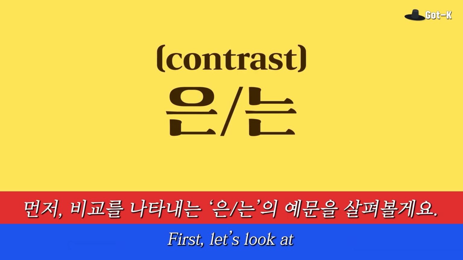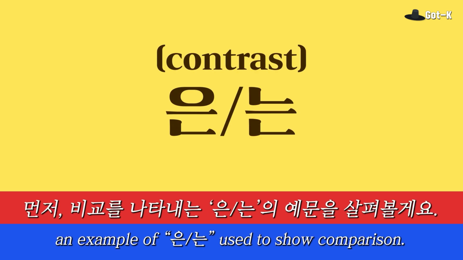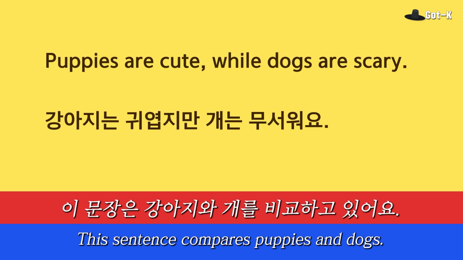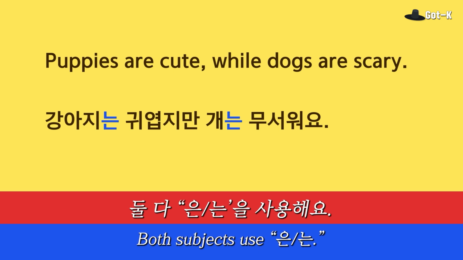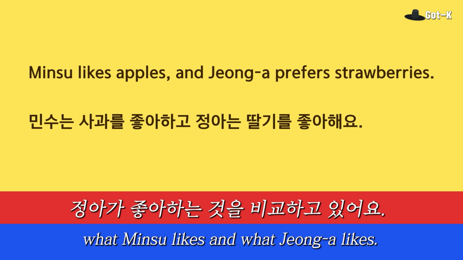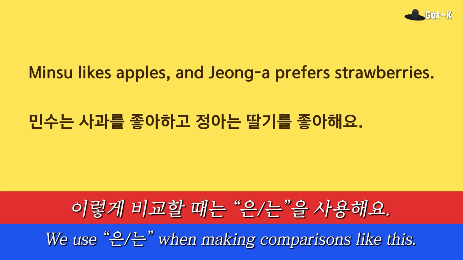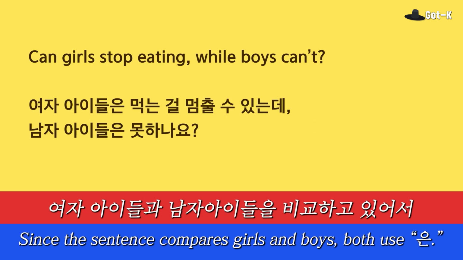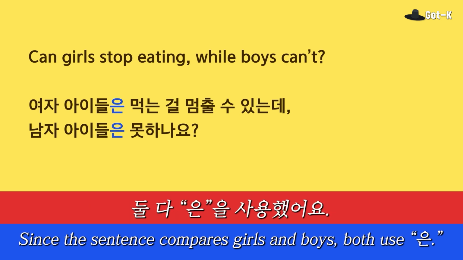First, let's look at an example of 은는, used to show comparison. This sentence compares puppies and dogs. Both subjects use 은는. This sentence compares what Minsu likes and what Jonga likes. We use 은는 when making comparisons like this. Since the sentence compares girls and boys, both use 은.